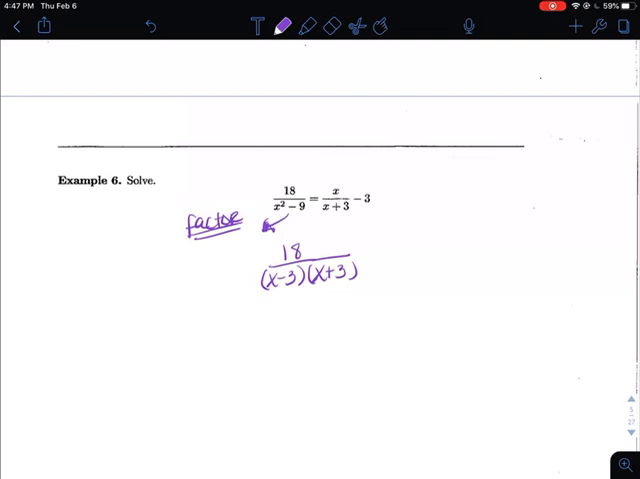So go back and look at your notes on difference of squares. But you need to recognize those, and that's how it factors. Equals x over x plus 3. I'm putting a parentheses around it. Minus 3. And I'm going to make it 3 over 1 because everything should be a fraction.